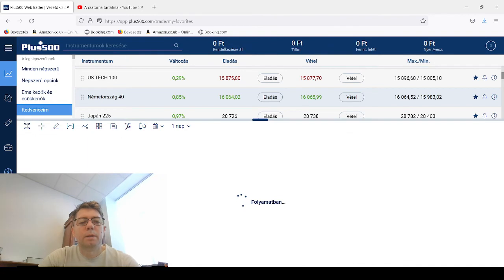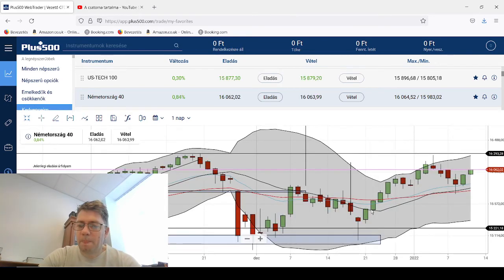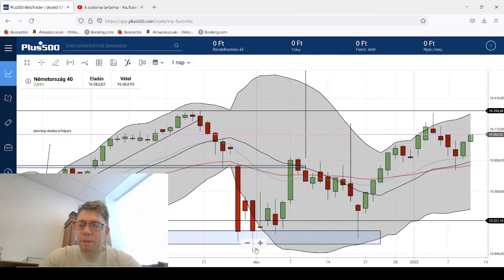Germany. Let's go over to Germany. This is the German index. Nice structure. I mean, we have got a low, higher low, and another higher low. We have a high and a higher high. And now I think we are on our way to the top.